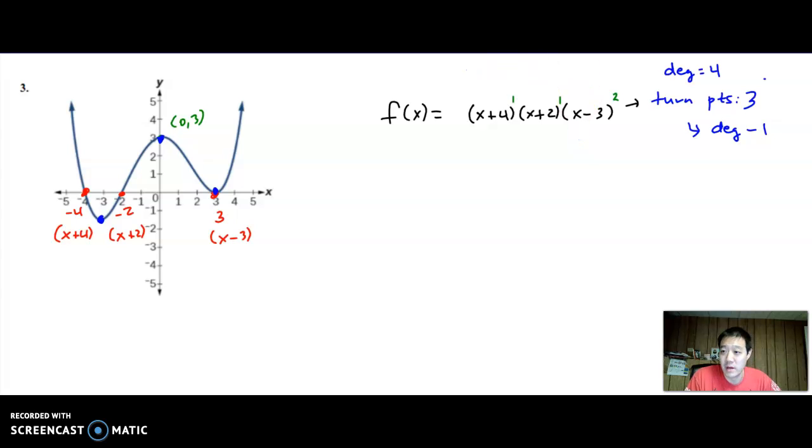Now, we always need a leading coefficient. You need to have this a value. And so that's why we use the y-intercept, 0, 3. If x is 0, that means y is 3. And so I'm going to change f of x to 3 because that also represents y. I'm going to have a, and then I'm going to plug in 0 for x.